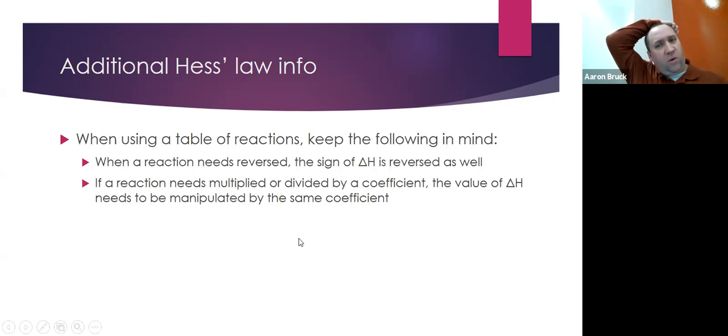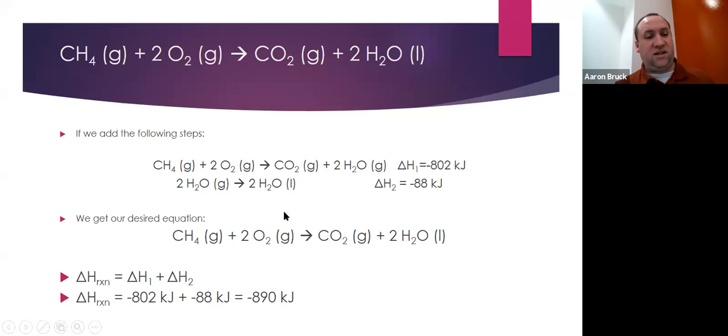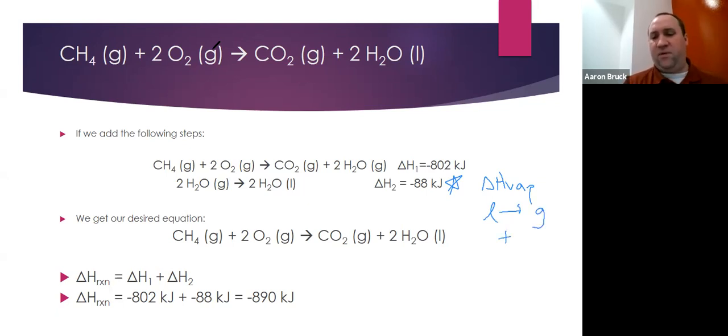Now, when it comes to applying Hess's law and doing practice problems or experimental data analysis with Hess's law, a couple of things to keep in mind. If I'm using a table of reactions, I can manipulate those reactions to meet the needs that I have. So coming back to this example for a minute, this value that we got for the condensation of water was taken from the heat of vaporization. So we got this from a data table. Heat of vaporization tells us how we go from a liquid to a gas. And the heat of vaporization for water is a positive 88 kilojoules.